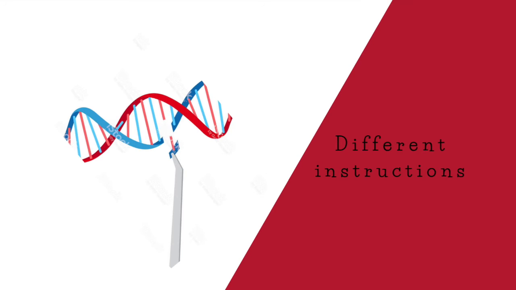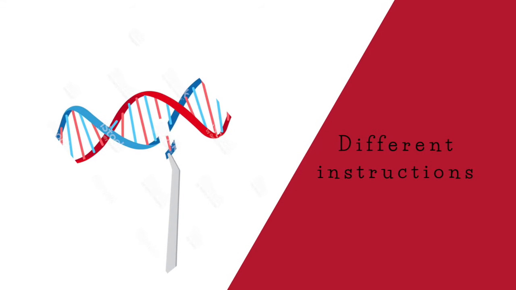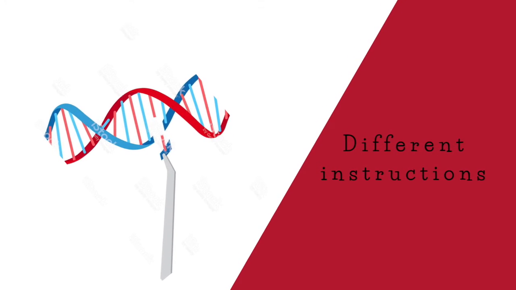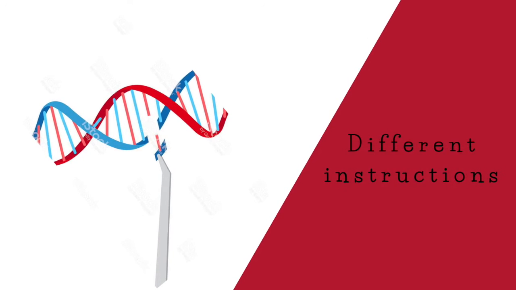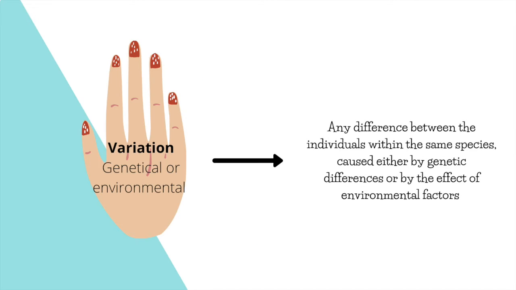That's because DNA is different in each of us, because our genes have different instructions, and that's thanks to variation. Variation is the difference between individuals within the same species, just as I said before, because of genetics or because of the effect of environmental factors.